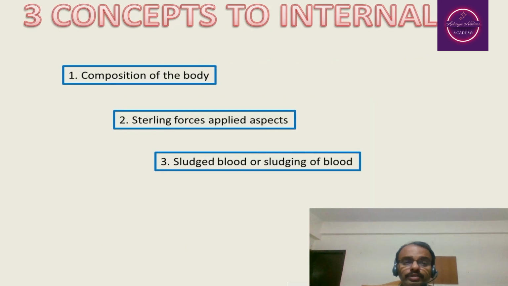Today, we are going to discuss three important concepts which are necessary to internalize the concepts of Roganidana. First one, that is composition of the body. Second, the applied aspects of Starling forces. Third, the applied aspects of sludged blood or sludging of blood. So these are the three concepts we are going to learn today.